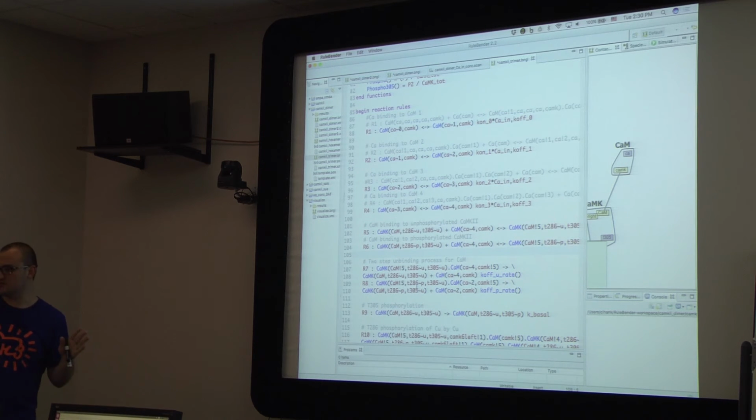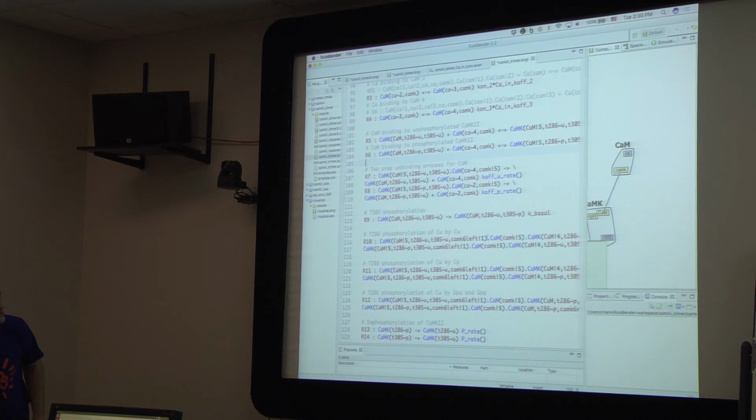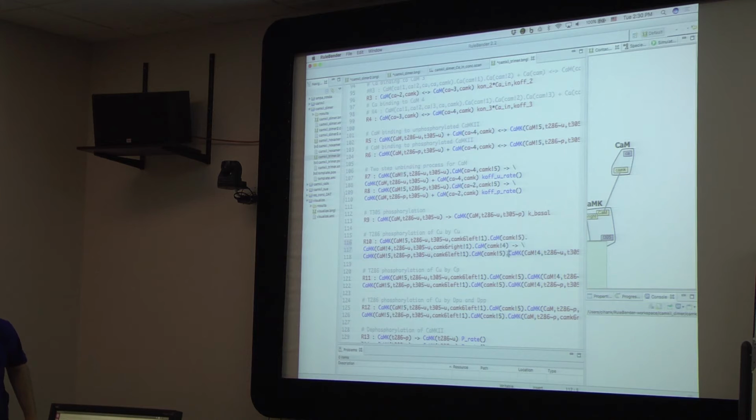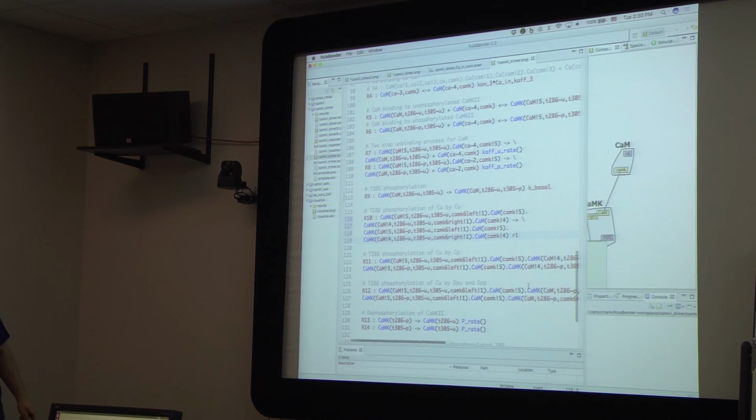They're very minor modifications because of this CaMKII binding or something. But the one that I want to show you is this T286. I mean, this R10, 11, and 12. It's the rules that BioNetGen, something nice, yeah.